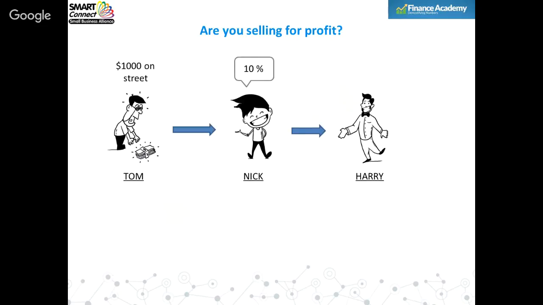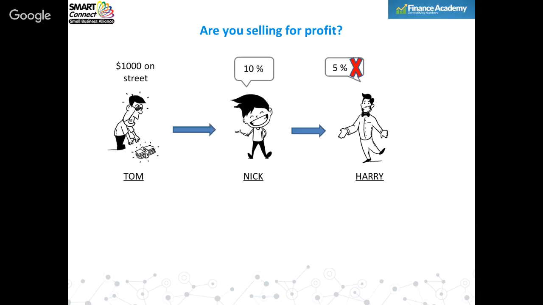Now let us imagine Nick has got a friend called Harry. For some reason, let us imagine Harry needs $1,000, and he approaches Nick and offers to give 5% for the $1,000. Do you think Nick will say yes? Most of all of you are saying no, no, no, no. Obviously, Nick will not give $1,000 to Harry at the rate of 5% because it is costing him 10%.